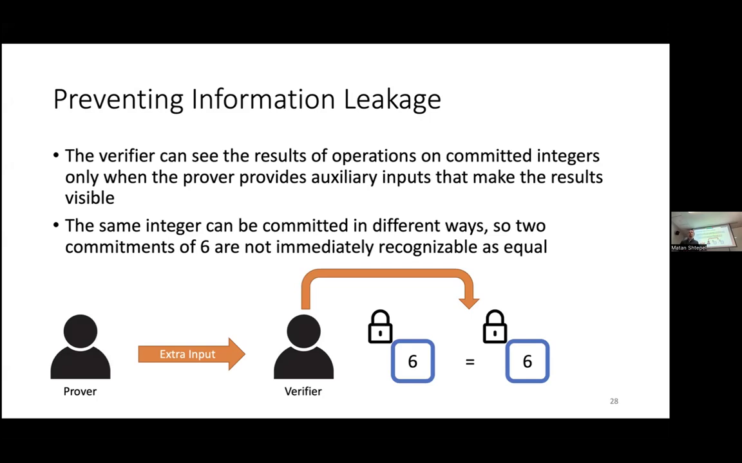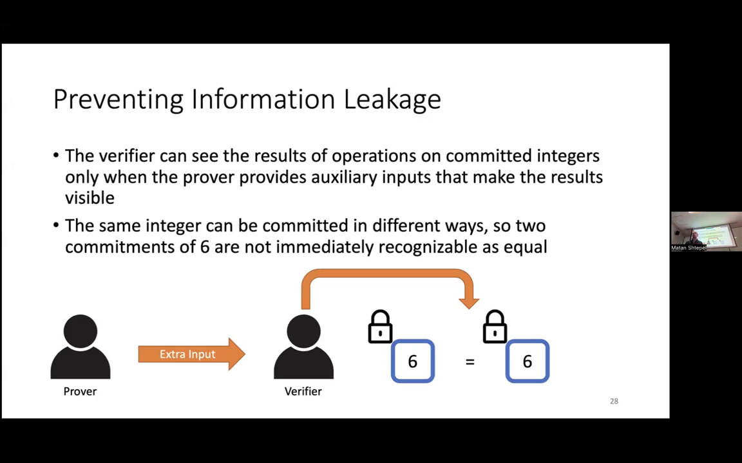Also, it's possible for the same integer to be committed in different ways. So for instance, 2 different commitments of 6 within a proof are not immediately recognizable as equal from the verifier's perspective. That's where the hash function analogy breaks down. And that's a safeguard against doing frequency analysis on committed integers. The verifier can only see that 2 committed 6s are equal if the prover provides the auxiliary input for that.